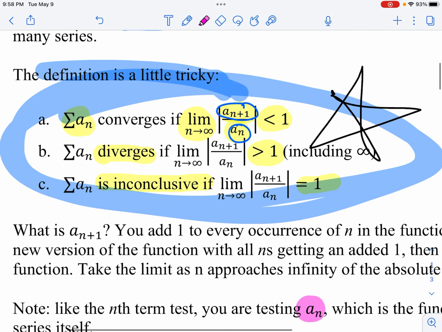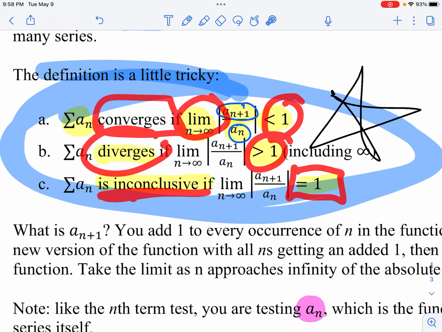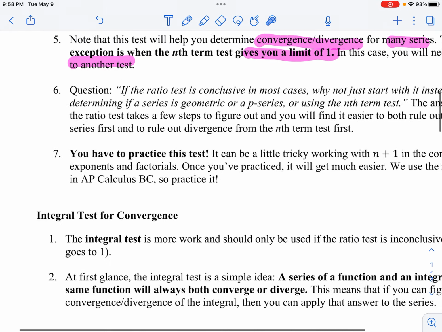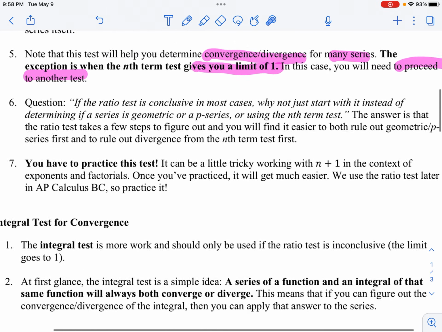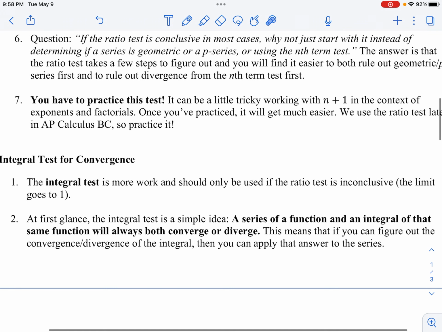So I want to point that out again. We'll practice this in a minute, but what we're going to see is that if our limit is less than 1, our answer converges. If it's greater than 1, our answer diverges. So we get answers there. But if we get a limit equal to 1, that doesn't tell us anything. We have to do another test. So, question. Some people ask this. Number 6 here. If the ratio test is conclusive in most cases, why not just start with it instead of determining if a series is geometric or a p-series, or using the nth term test?